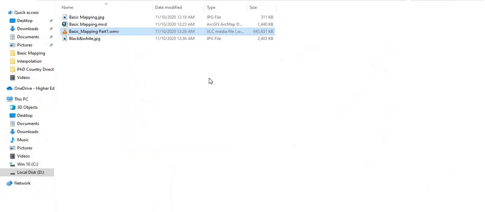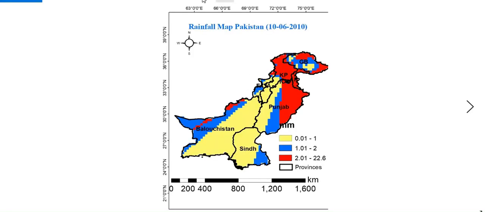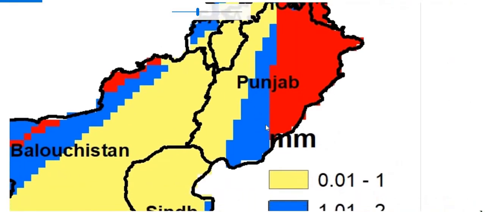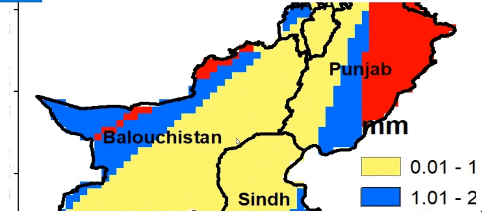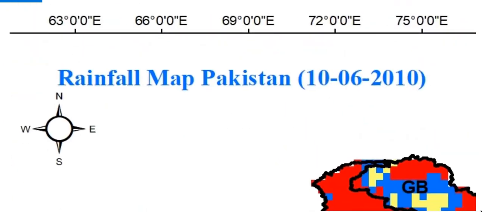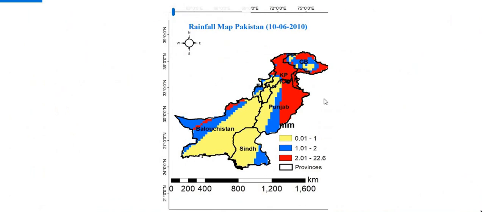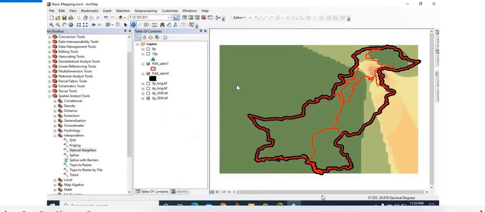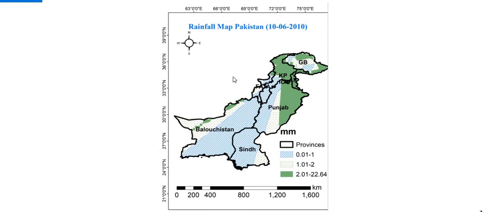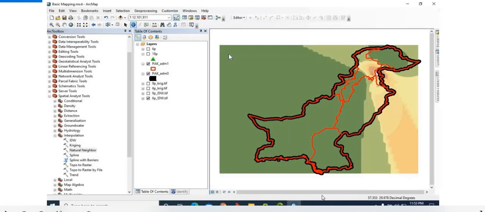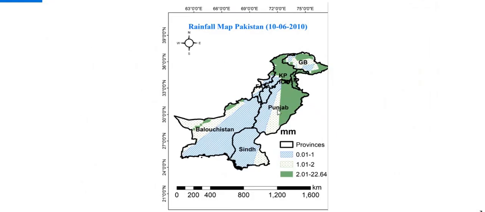So here we have basic mapping. This was our previous map which we have prepared. You can zoom it like this. It is of 96 dpi resolution, and our second map is here. This one is our second map, and you can zoom it. Now it is of 300 dpi resolution. It will be higher resolution.